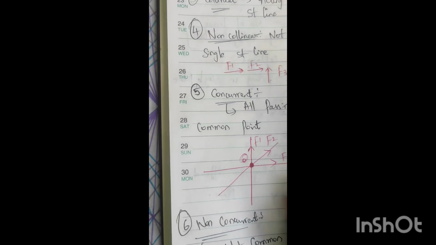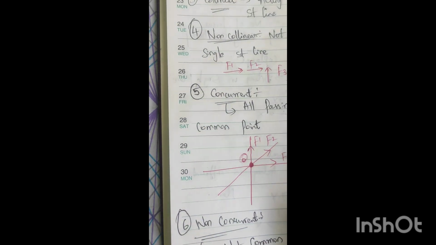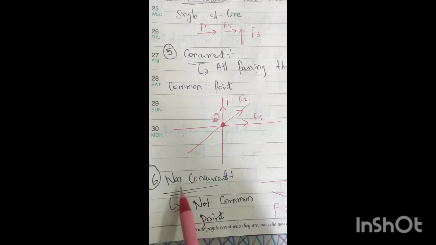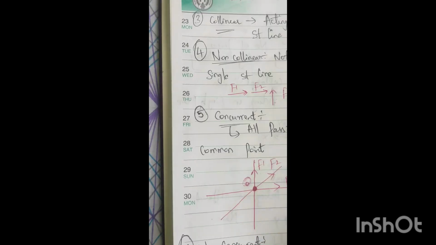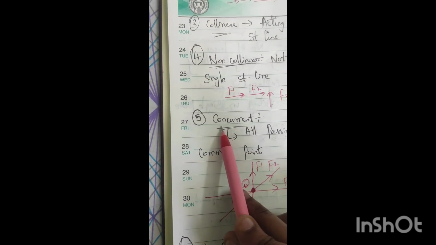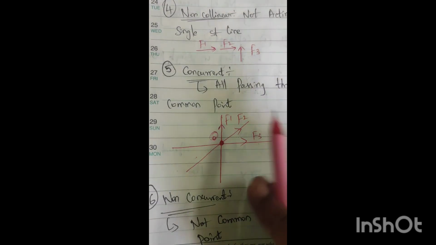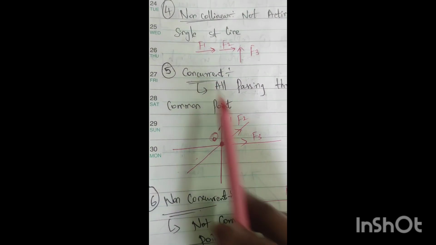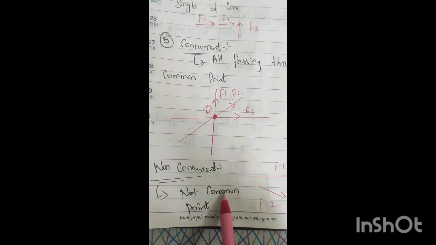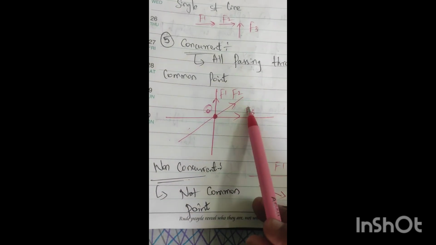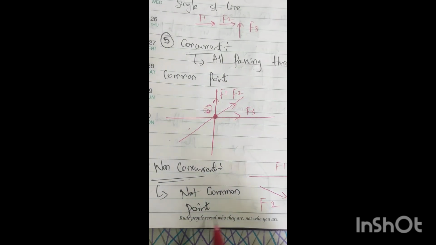All passing through a common point or at the origin is called concurrent forces. And next, non-concurrent forces. Non-concurrent, as I have told you, if you learn one force system, then the opposite of that is this one. So all passing through a common point is known as concurrent. Here, non-concurrent means all forces not passing through the common point.